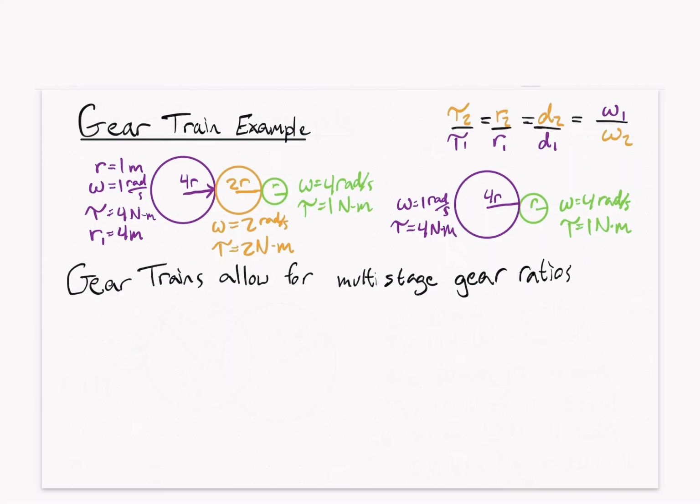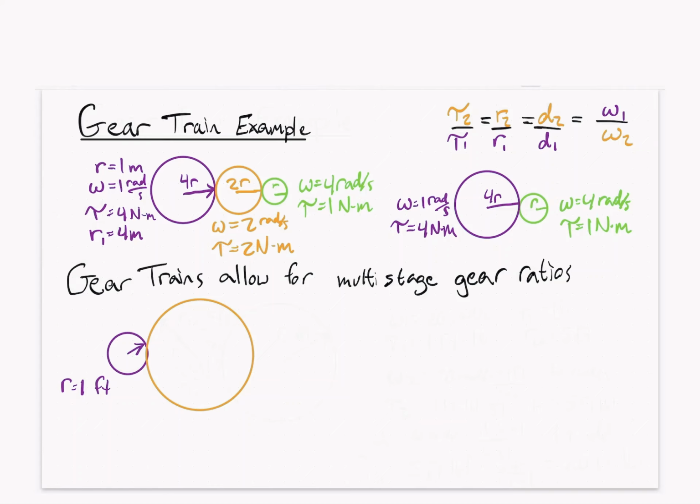So we're going to say that we have our input device. Let's say that we have a radius of 1 foot. And that's going to interact with our second. So here we have a pinion. Whenever we have the smaller gear, we'll refer to that as a pinion, just to keep track of what's going on. And we'll say that the pinion is going to drive a gear.